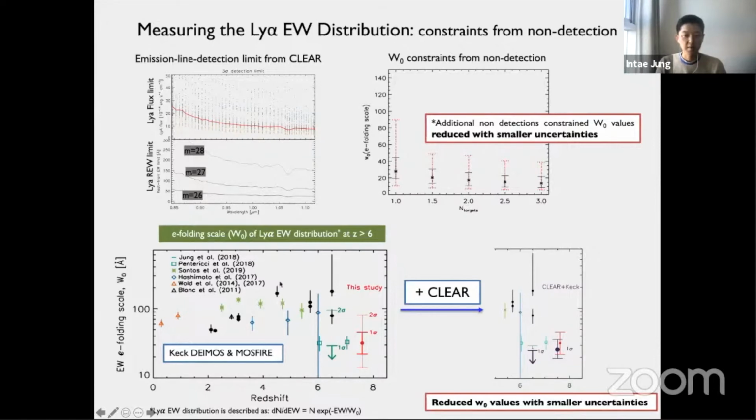At the bottom, I'm showing the actual update with the additional CLEAR data set together with the existing Keck data set. The bottom left shows the result from my previous publication, which is based on the Keck MOSFIRE data only. The data point at 6.5 is from the DEIMOS data set, and 7.6 is from MOSFIRE data. And now, including 100 non-detections from CLEAR, updates these measurements, as shown by the purple data point here, which are slightly reduced and with smaller uncertainties.